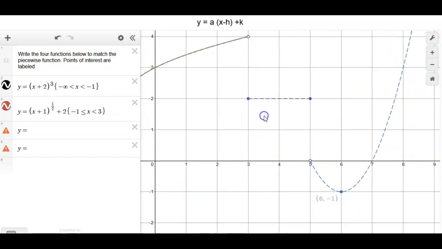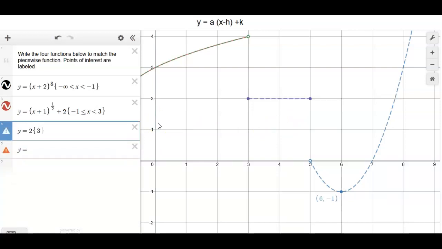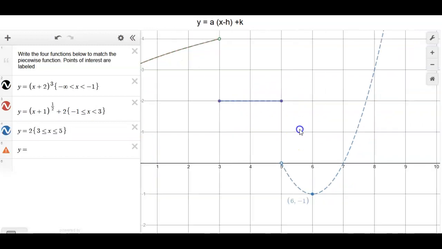The next one that we have is just this linear function here. And actually it's a 0 slope, so we're just going to do y equals 2, but it goes from positive 3 to positive 5. And since they are both closed circles, we're going to do the less than or equal to with both of them. And 5. And so now you can see that our graph is going y equals 2 between 3 and 5.